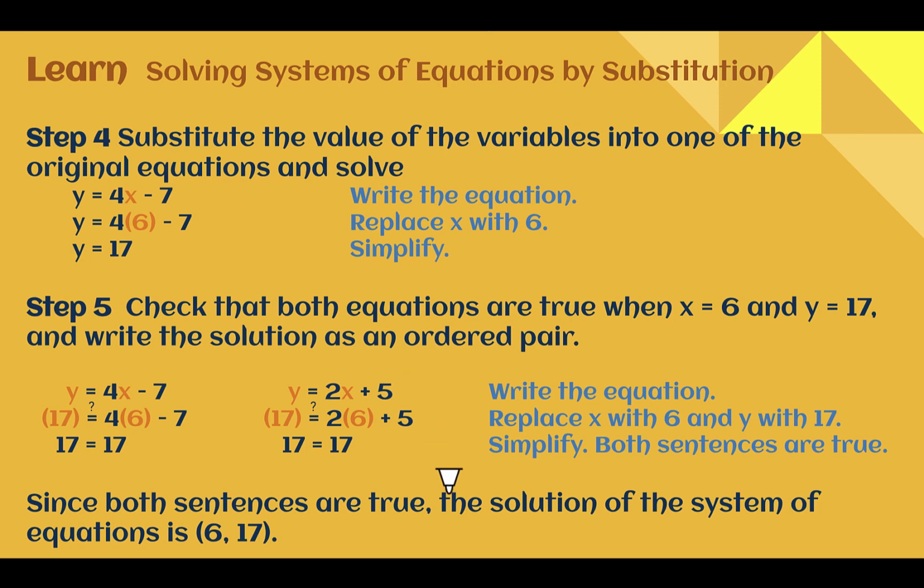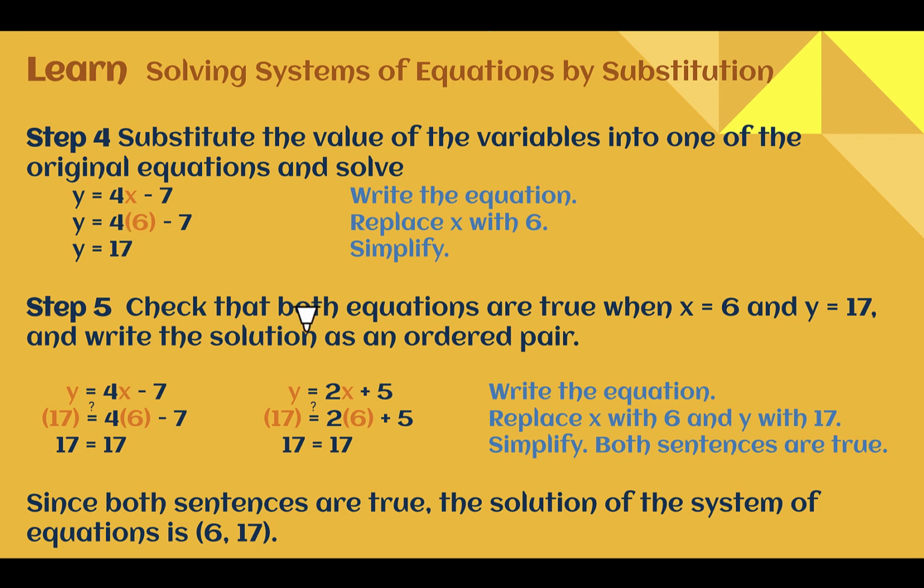Once I've figured out one of the variables, I'm going to substitute again to figure out the value of the other variable. For this one, you can just pick either equation. Generally, I would pick the one that's easiest to solve for the other variable. Since they're both solved y equals, it doesn't really matter. Let's plug in 6 for x. 4 times 6 is 24, minus 7 is 17. So if x is 6, y must be 17.